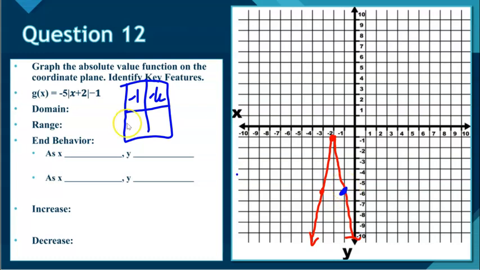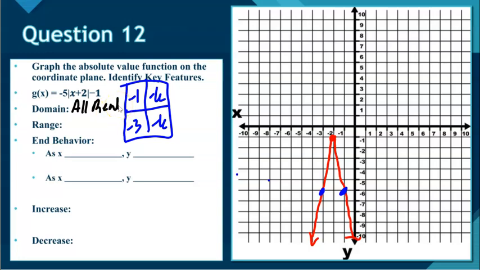And if I put a negative 3 in here, because again, I want it on both sides of my vertex, negative 3 plus 2 is negative 1. Absolute value of negative 1 is 1. 1 times negative 5 is negative 5. Minus 1 is negative 6, which would be this point right here. Now we can do the key features. The domain for absolute value is always all real numbers.